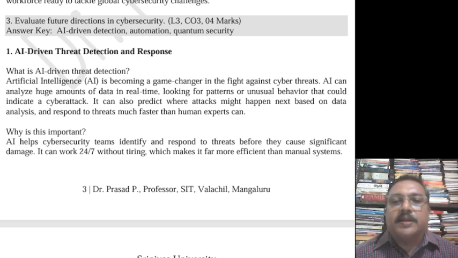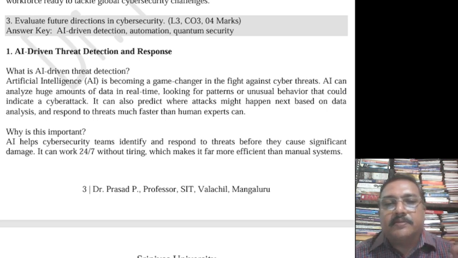We are in that area now, and artificial intelligence can analyze a very huge amount of data in real time, not like how we human beings do. It can do it in a faster way, it can look for patterns, the normal way of coming, that is called the pattern. If there are any changes in that pattern, it can identify the unusual behavior which could indicate a cyber attack.